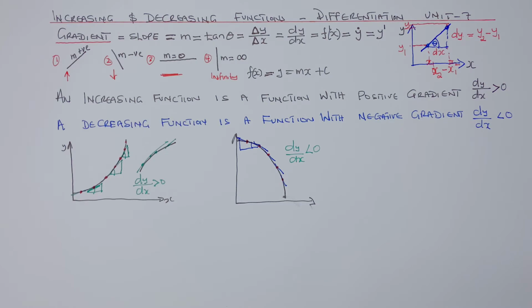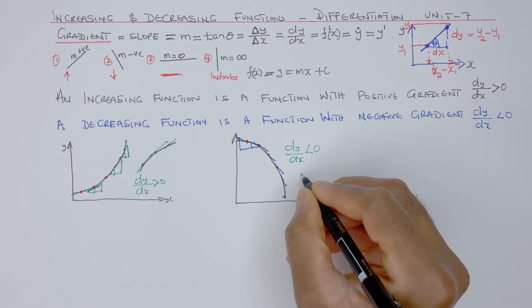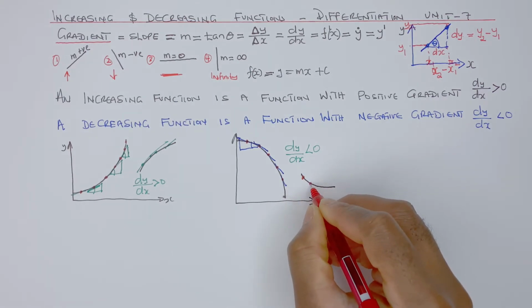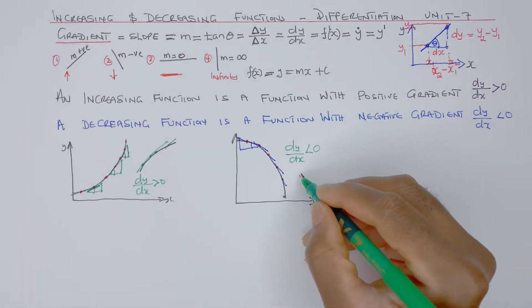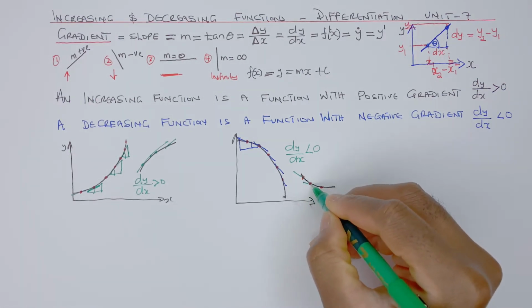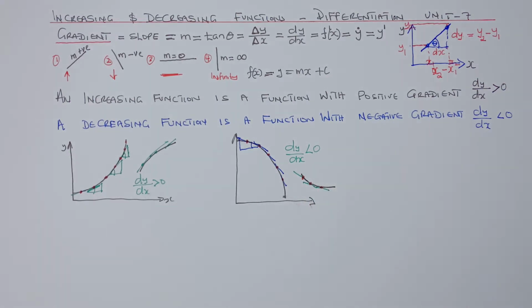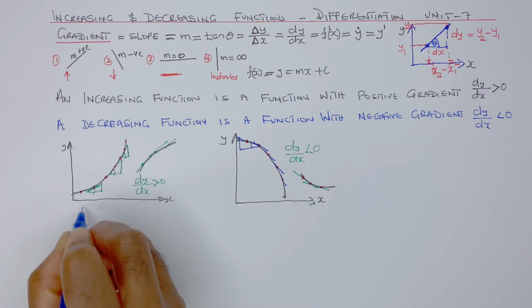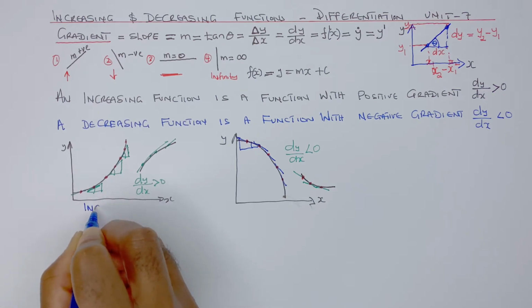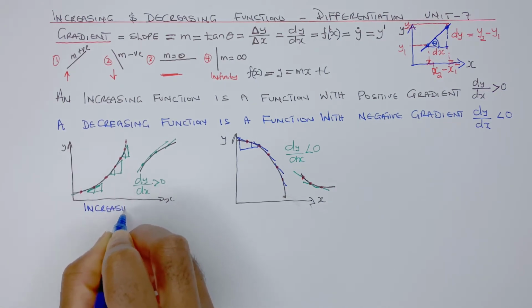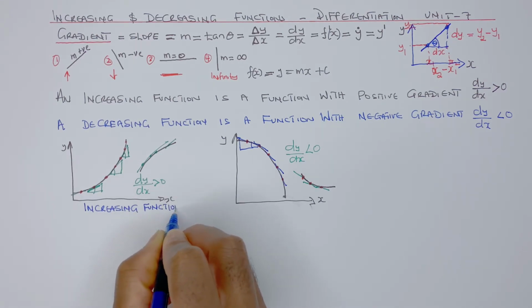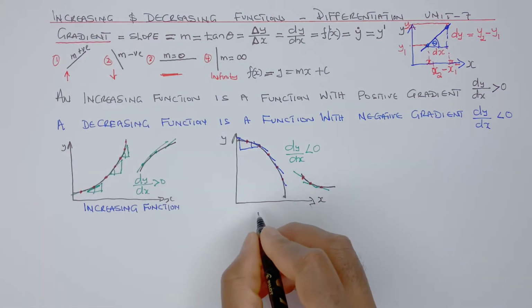And another type of decreasing function is when the function is coming down like that. That's negative gradient there, negative, negative. And if you draw a tangent, you can see it's negative, negative, negative. Just remember this is x and this is y. So that's an increasing function, and a decreasing function.